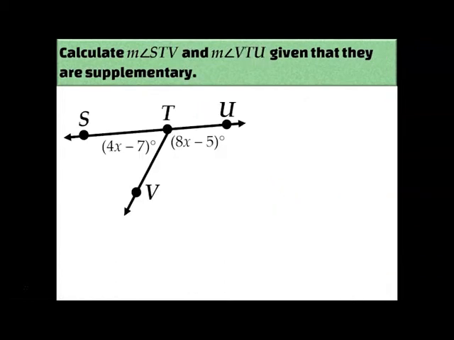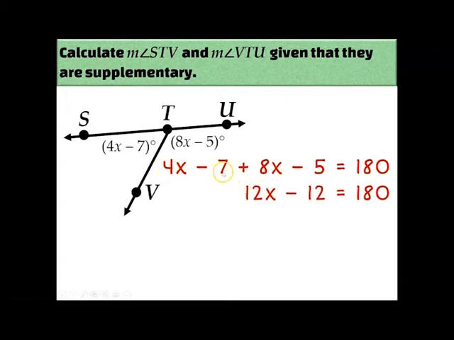Our next example also has variable expressions, except this time these angles are supplementary, which is going to mean that they'll add up to 180 degrees instead of just 90. So I can say that 4x minus 7 plus 8x minus 5 is equal to 180. Combine like terms, 4x and 8x gives me 12x, and negative 7 and negative 5 gives me negative 12. Add 12 to both sides, and divide by 12, there's a lot of 12s in this problem, and I get an answer of x equals 16.